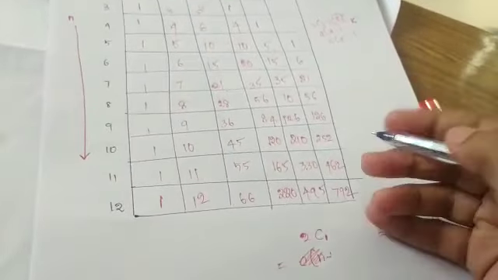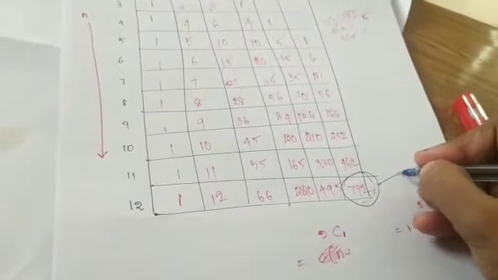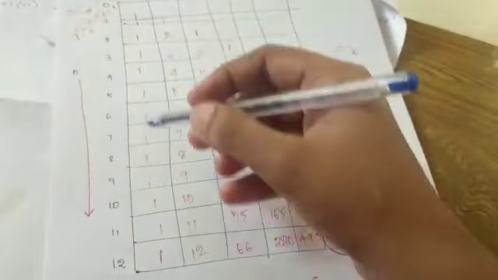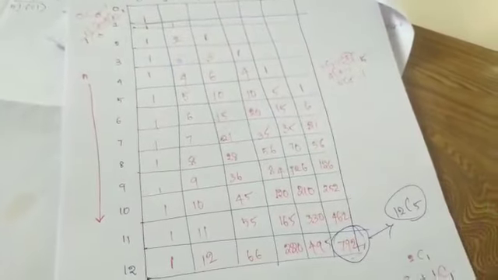So finally this is the answer for 12C5. And this is the method by which the recursive algorithm processes to get the output.